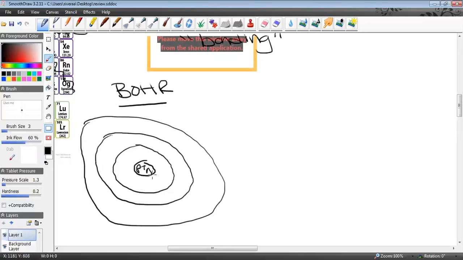Okay, so Bohr said that the electrons were in these energy levels, like energy level number 1 and energy level number 2 and energy level number 3. And yes, it's true that the electrons are in these energy levels, but it turns out that they're not these set circular rings. Before we talk about where the electrons actually are, there's one more thing I want to use the Bohr model for, and that's to remind you guys that these electrons can move between those energy levels.